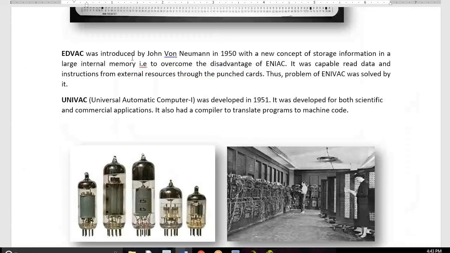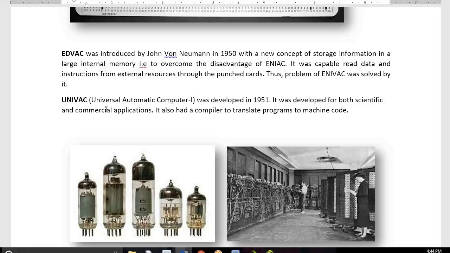EDVAC is one more example of the first generation. It was introduced by John von Neumann in 1950 with a new feature, storing information in a large internal memory. Memory was increased, to overcome the drawback of ENIAC. In ENIAC, large internal memory was not there. It was introduced in EDVAC. It was capable of reading data and instructions from external sources through punched cards. Thus, the problem of ENIAC was solved by it. We were giving the inputs by using punched cards with EDVAC.